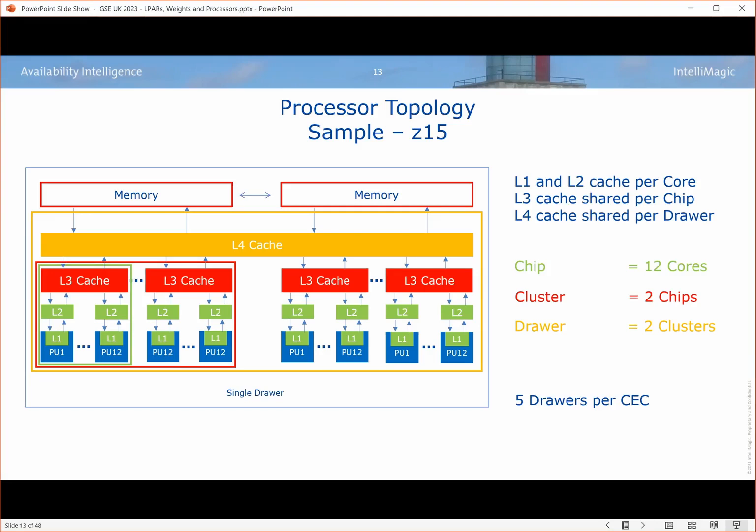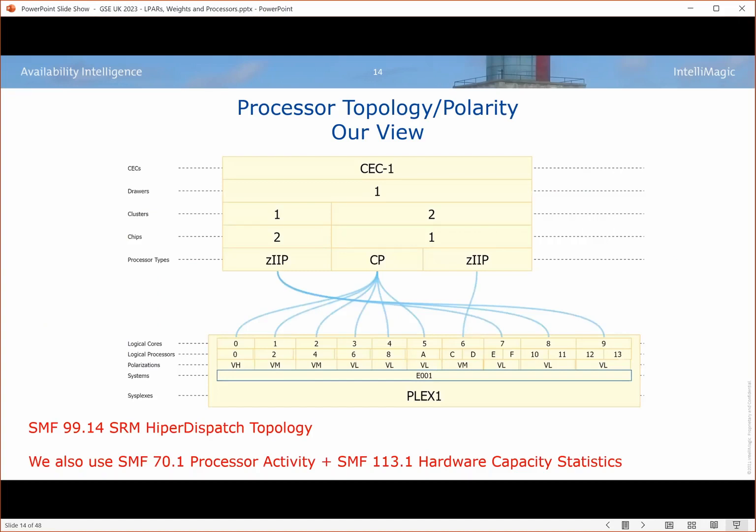So this is what it looks like. This is another way of looking at it from our product. What we're looking at here is a sample LPAR, E001, and we're looking at the CPs, which are 0 through A. We're looking at the polarity of those CPs: vertical highs, medians, and 3 vertical lows. They're all placed on a particular chip, chip 1. And we also have zIIPs, which are also placed on particular chip or chips.